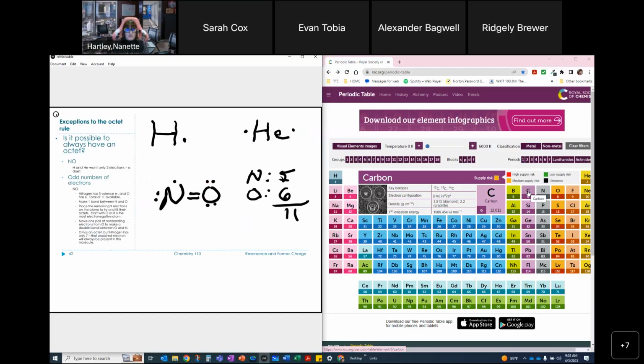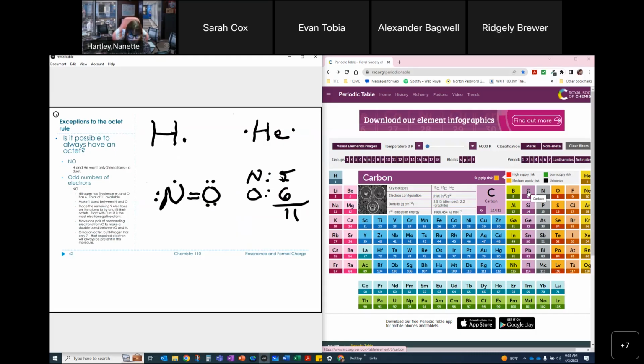Now, one other thing that I have to talk about. I really do have to talk about this part. And that is, we don't always have an octet. It's not always possible to make an octet. And that's not just for things like hydrogen and helium. Hydrogen and helium don't have an octet. They have a duet, and that's because they only have space for 2 electrons. But we also have situations where there aren't enough electrons to make everybody happy.